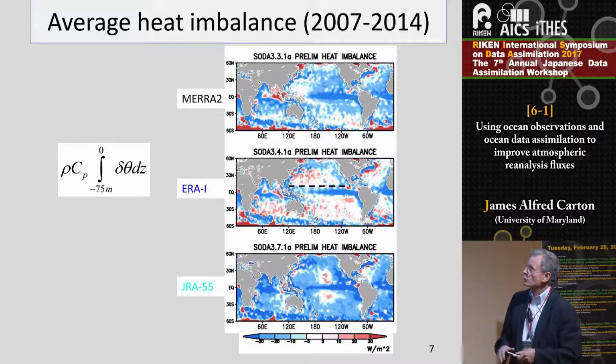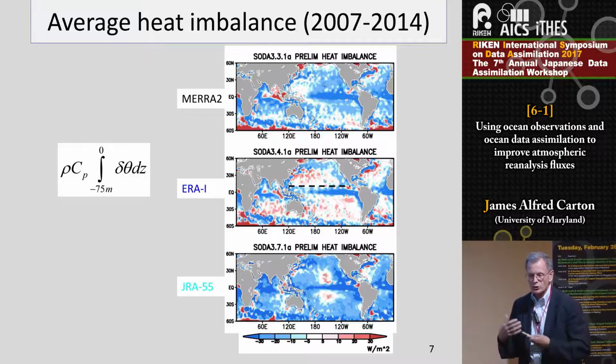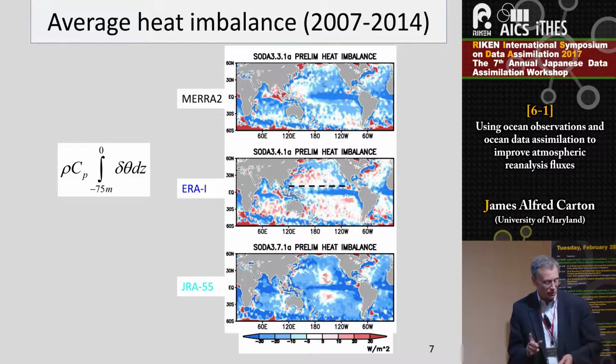So each of these panels shows the spatial structure of the misfits in this ocean reanalysis system, which is ingesting on the order of 3 or 4 million vertical profiles, a lot coming from the Argo system. And the units now are watts per meter squared. And you can see what the actual misfits are as evaluated by the ocean for MERRA-2, for ERA-Interim, and for JRA-55. And you can see that the misfits are large. In this particular case, it looks as if ERA-Interim's a little bit closer. We're going to see at the end of the talk, actually, that's slightly misleading.